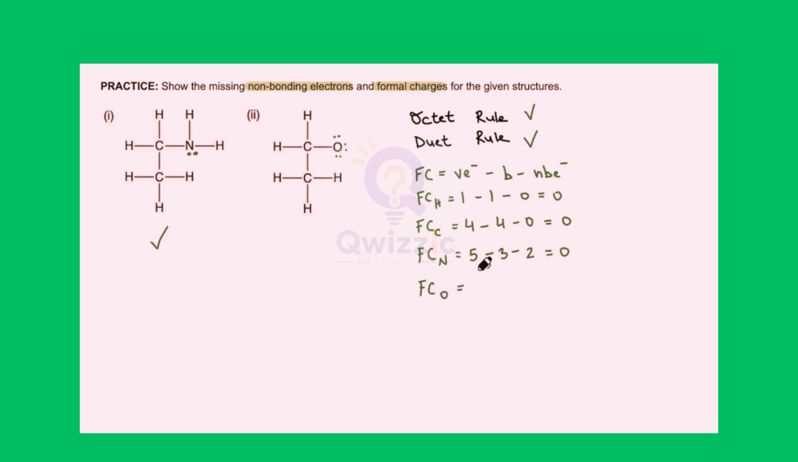For the second structure, first of all, we're going to include 6 valence electrons for oxygen coming from the periodic table. How many bonds do we have? Well, we have 1. The number of non-bonding electrons that we assigned was 6. So 6 minus 1 minus 6 gives us -1. And therefore, that would be the only formal charge that we have. Oxygen would have a -1 formal charge. And we are done with the second structure as well.